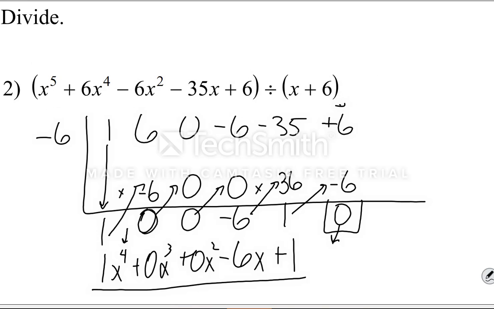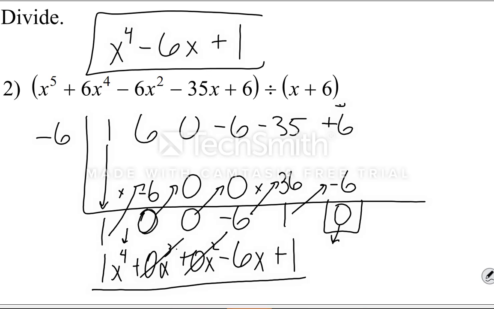So my final answer is x to the 4. My 0x to the 3rd is gone. My 0x squared is gone. So I have minus 6x plus 1. That is your final answer for this problem.